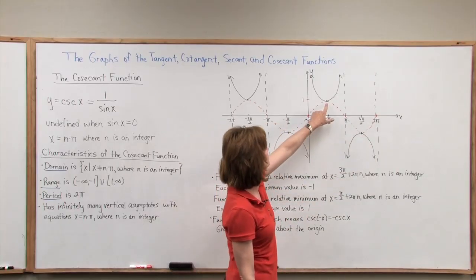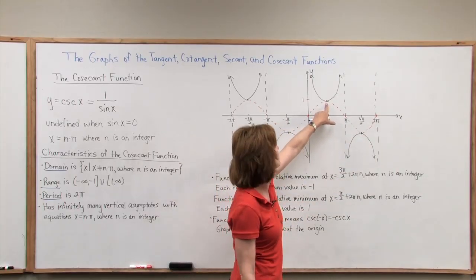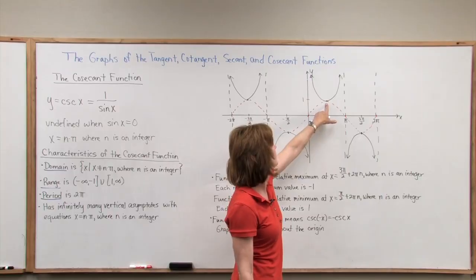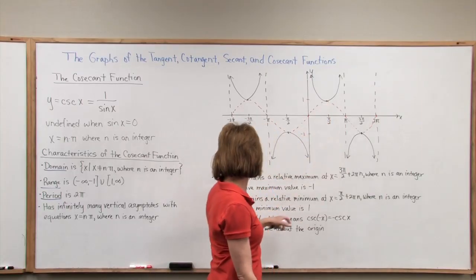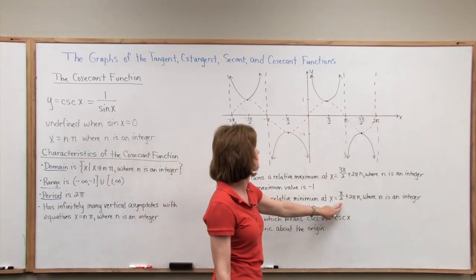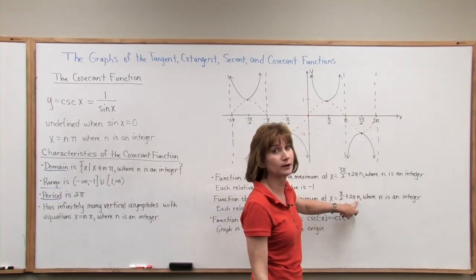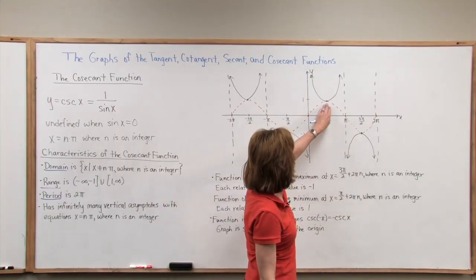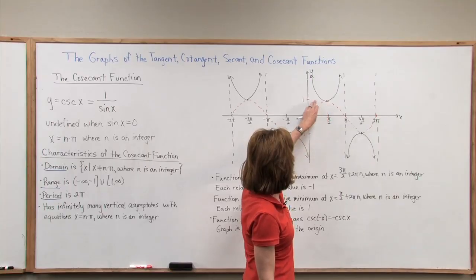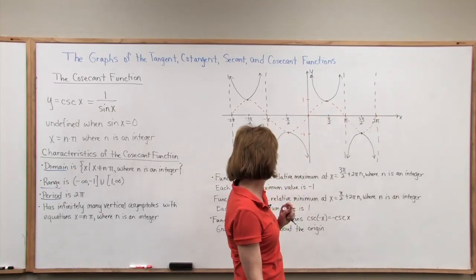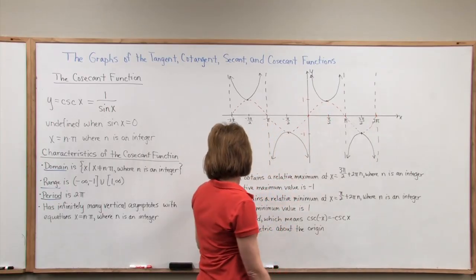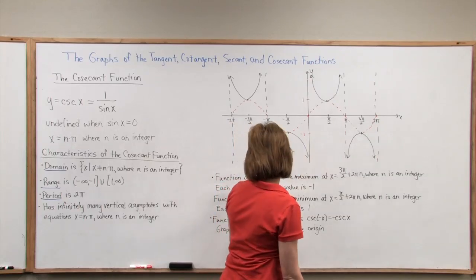Now let's look at this point. This point is where the relative min occurs. The x-coordinate where it occurs is at pi over 2. And, of course, to get to the next one, you add 2 pi, the period, times n, again where n is an integer. The minimum value is 1. So those are two important points to know about.